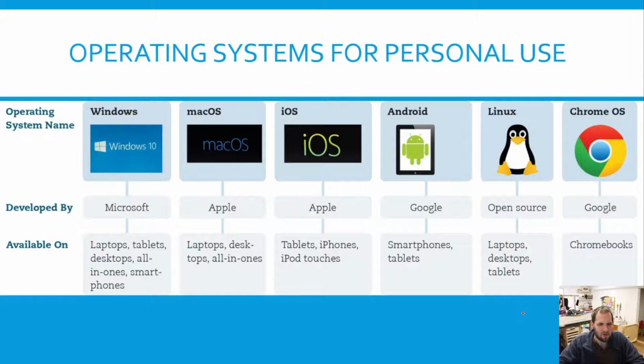Here we have a whole bunch of different operating systems. We have Windows. Windows 10 is definitely the current version of Windows that we're rocking right now. It is estimated that over 90% of personal computers are running a version of Windows. All right. Mac would be next. All right.